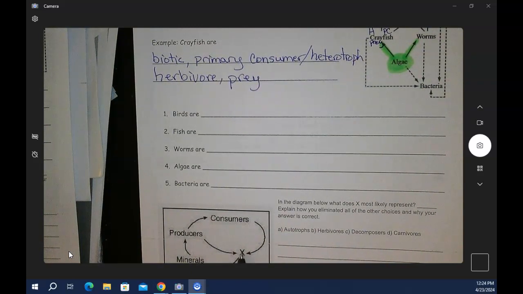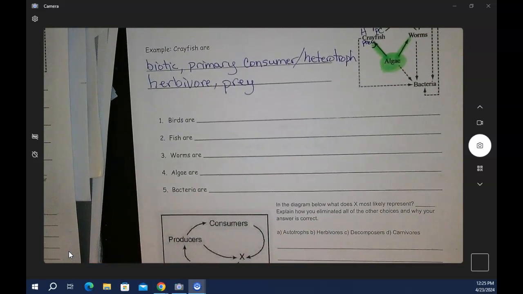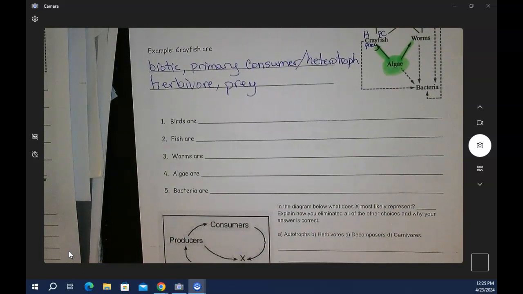But then they also say that the energy from X is actually going to go into these minerals that are in the soil, which then goes back into the producers. So you need to figure out what you think X is, and then figure out how you know that it's not the others, whatever the others are. And you write your explanation. It couldn't be whatever, because of such-and-such. So that's how you're going to do that.